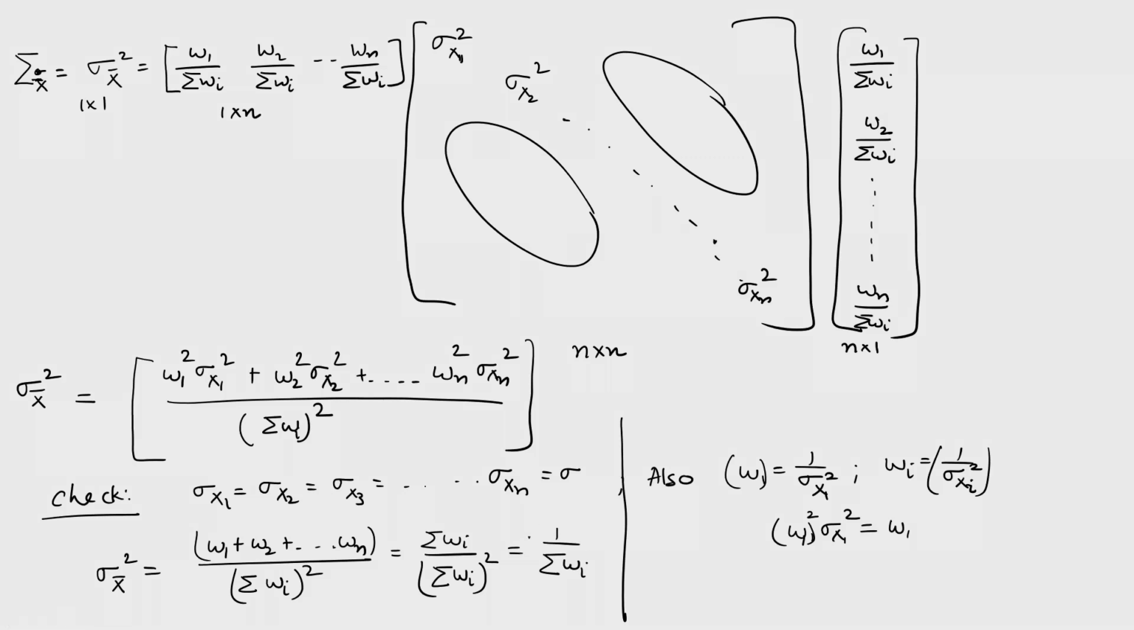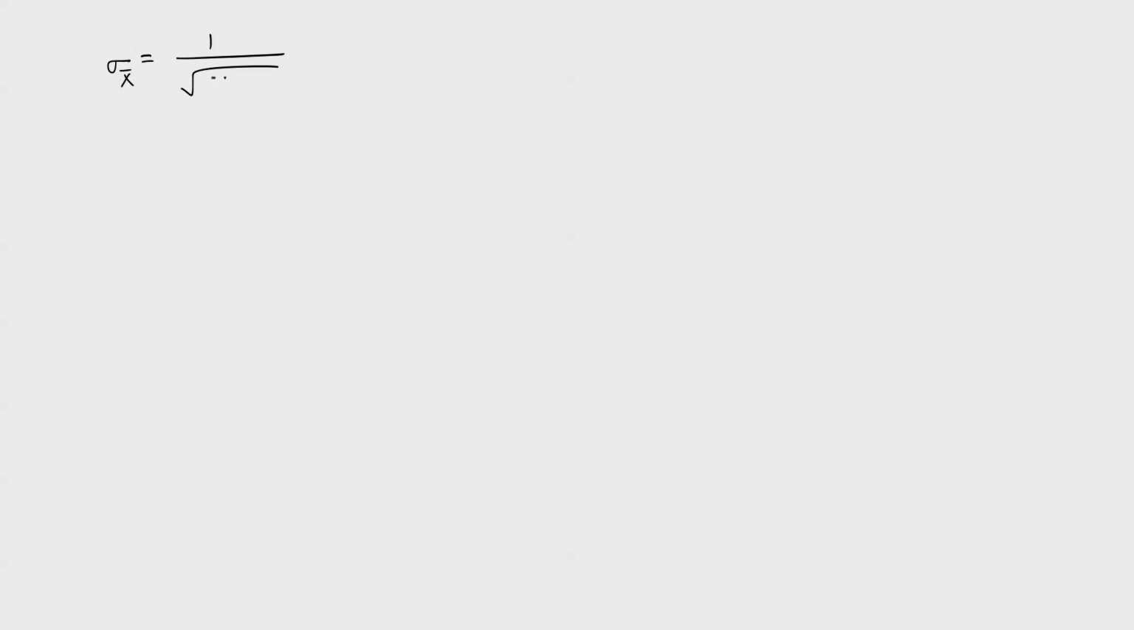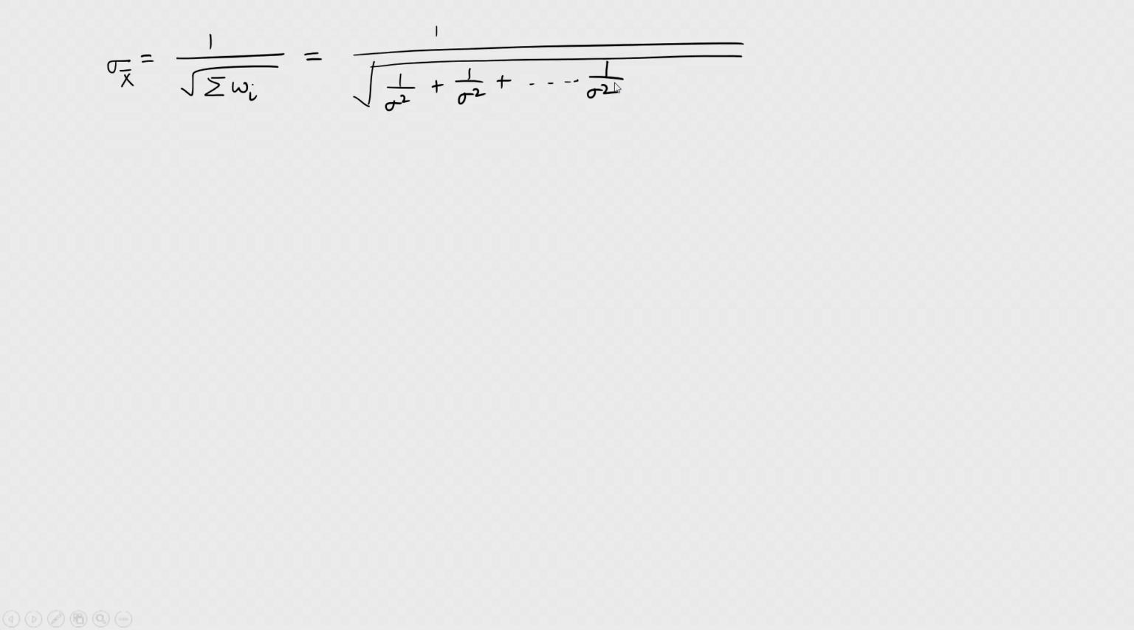Right, that is the final answer. I got it. Okay, so let us see what the interpretation is. The interpretation is pretty simple: I got sigma x bar equals 1 upon root of sigma Wi, so 1 upon sigma square plus 1 upon sigma square plus 1 upon sigma square equals nothing but 1 upon under root of n times sigma square, which is nothing but sigma by root n.